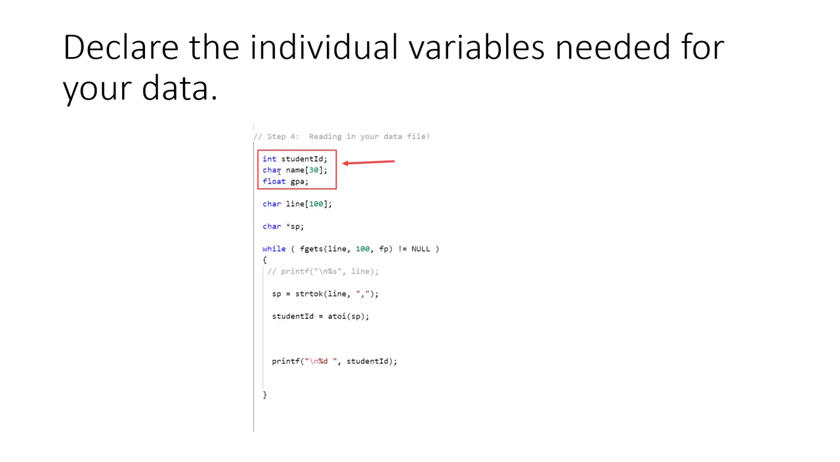Next thing you need to do is declare the individual variables needed for your data. In our example, we had a student ID, we had a name, and a GPA. So go ahead and declare those.